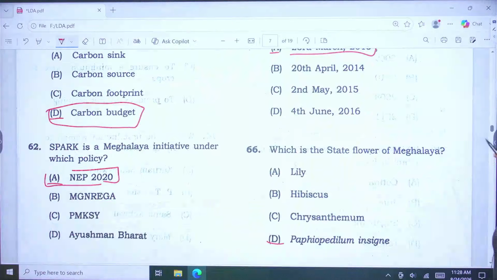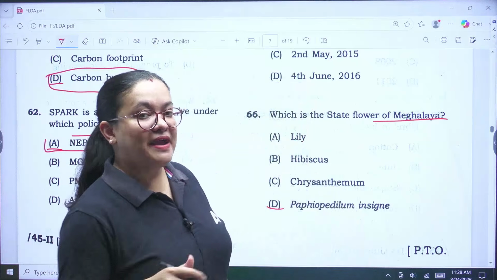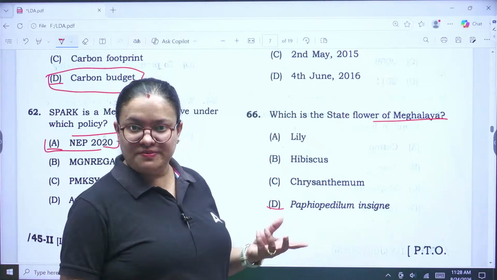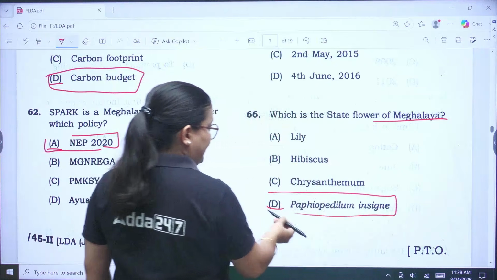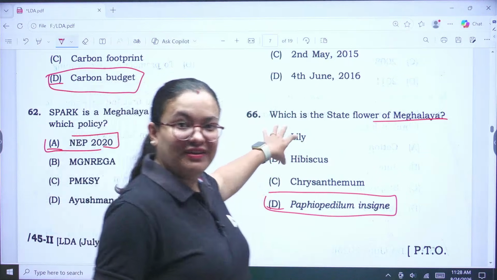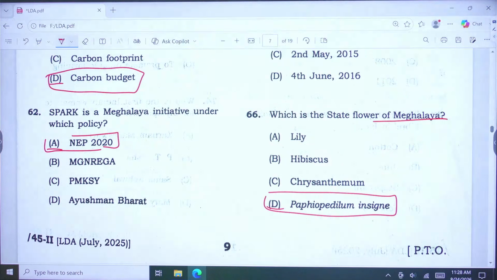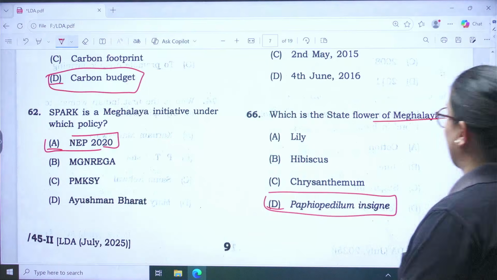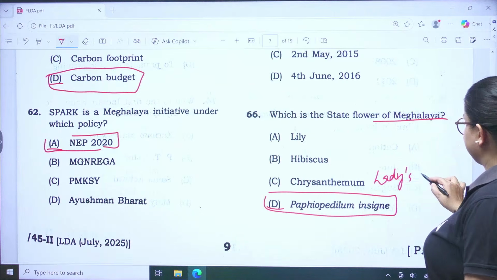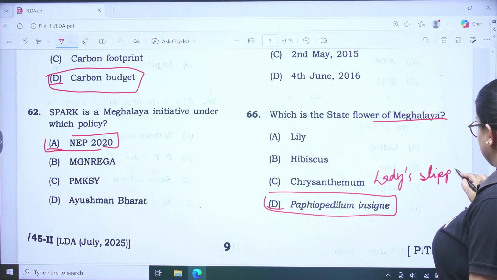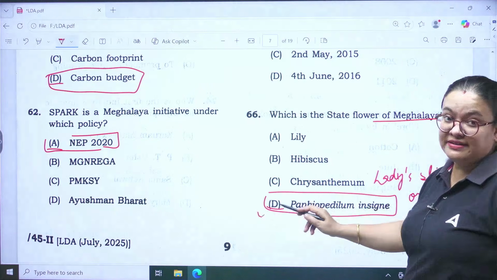Next, what is the state flower of Meghalaya? As I have already told you before your exam, you can expect the scientific names of all your state objects. Here it was asked about the state flower, and this was the scientific name of your state flower. Many of you have given lily. So is it lily? It is Paphiopedilum insigne. It is also known as lady's slipper orchid. I guess you know this question, right? Lady's slipper orchid. So it is an orchid, correct, but this is the scientific name of your state flower. So I hope you have given this answer.